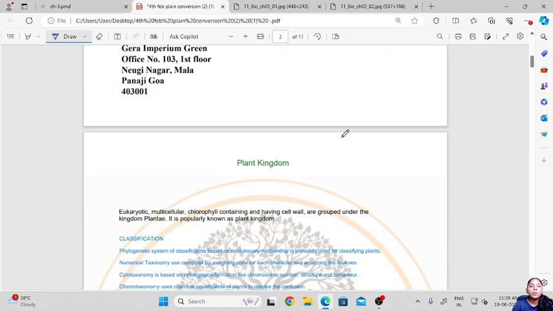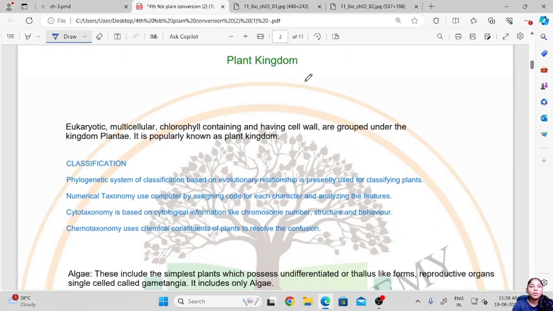So the first thing about plant kingdom is that the eukaryotic multicellular chlorophyll containing organisms having cell wall are grouped under the kingdom Plantae. So the organisms in kingdom Plantae or the plant kingdom are eukaryotic, then they are multicellular, they contain chlorophyll, by which they can synthesize their own food, and they also have a cell wall for protection. Since most of these plants are stationary, that is why they require cell wall for the protection.